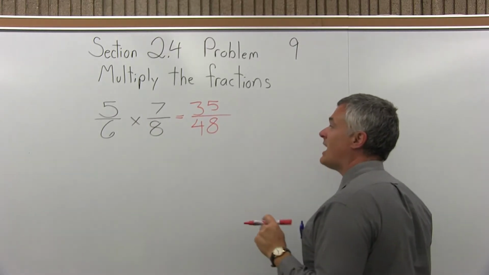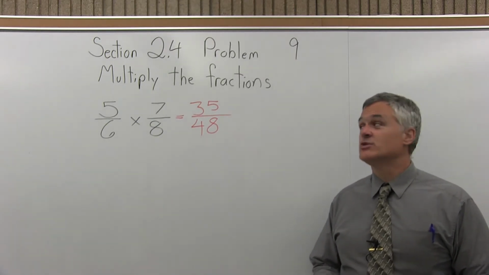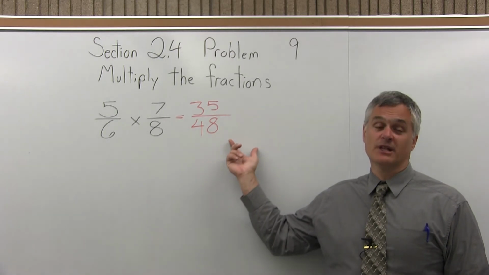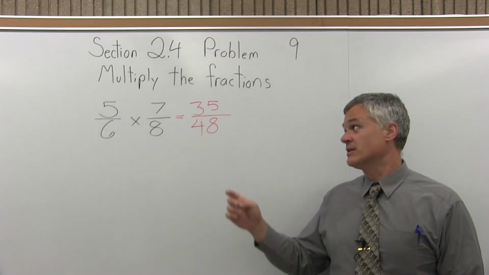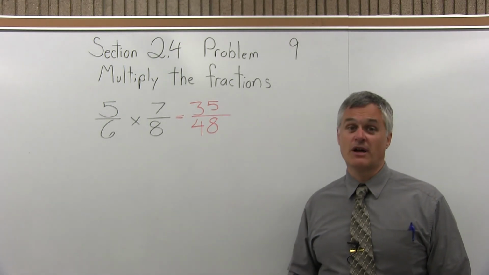So 35 over 48. Now you want to check and see if there are any numbers you can find that will divide into both the top and bottom evenly. And as you check a few numbers, you'll see that there are no numbers that divide into both evenly. So the simplest form for the answer is 35 over 48.